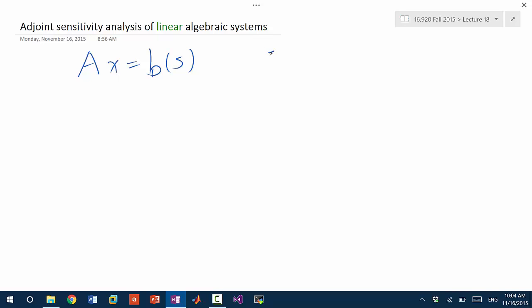Let's imagine the quantity of interest J is also in this case a linear function of the solution x. So C transpose x. I mean everything is now in linear algebra. The question is, what is the best way to efficiently compute the derivative of the objective function with respect to s?